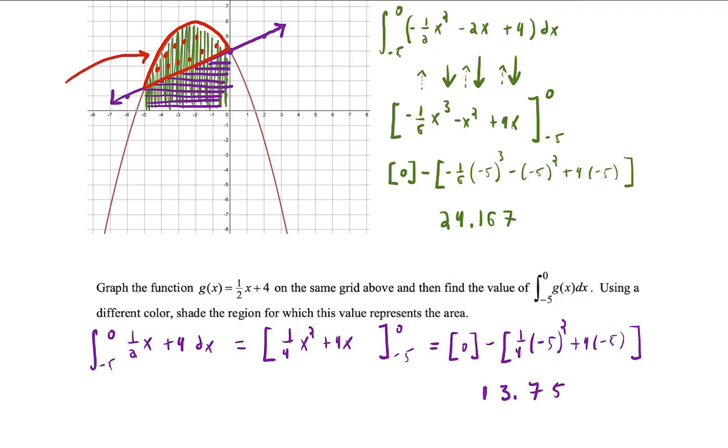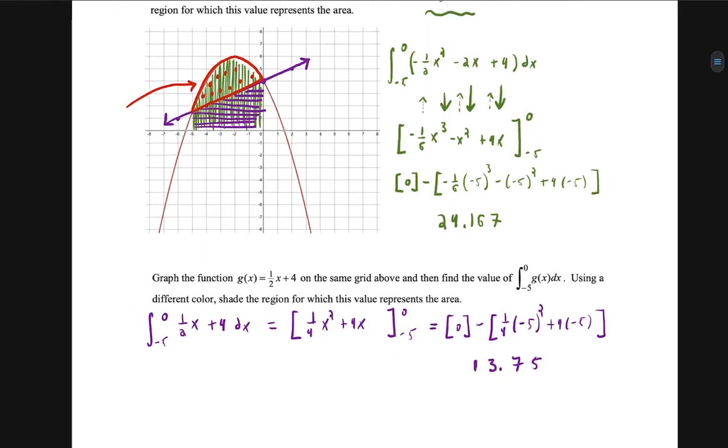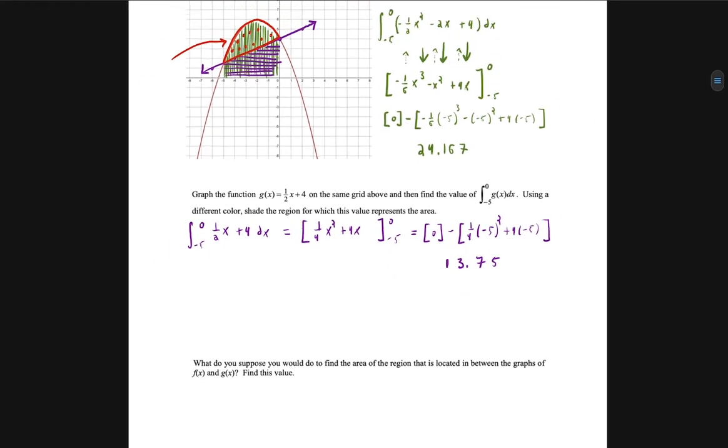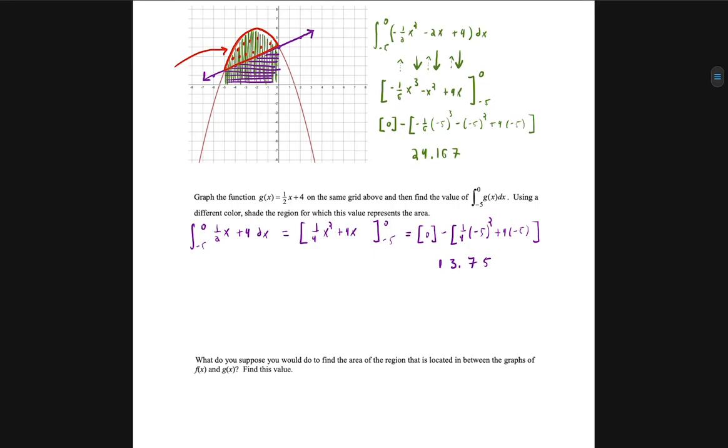If I subtract what was going on in the first definite integral minus the second one, that gets me the area between these two curves. So all I would have to do here to find the area of the watermelon region is find the definite integral from -5 to 0 of f of x minus g of x. And this is the same thing as doing them both separately: 24.167 minus 13.75.